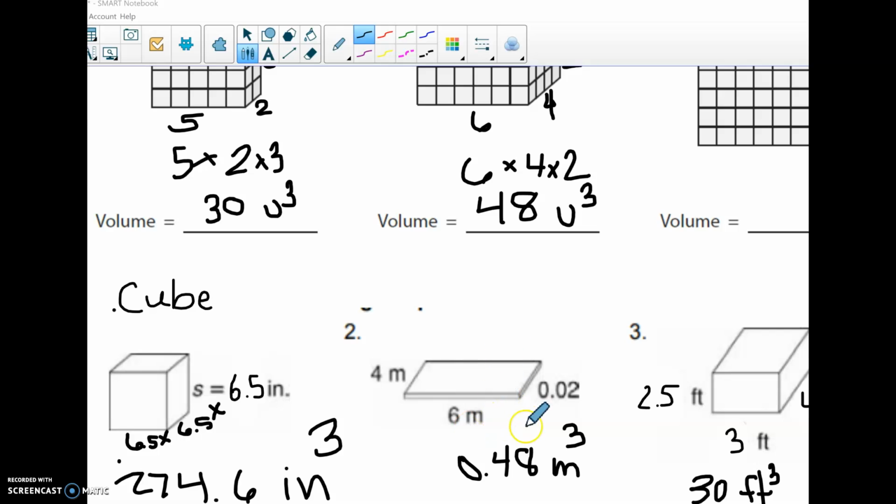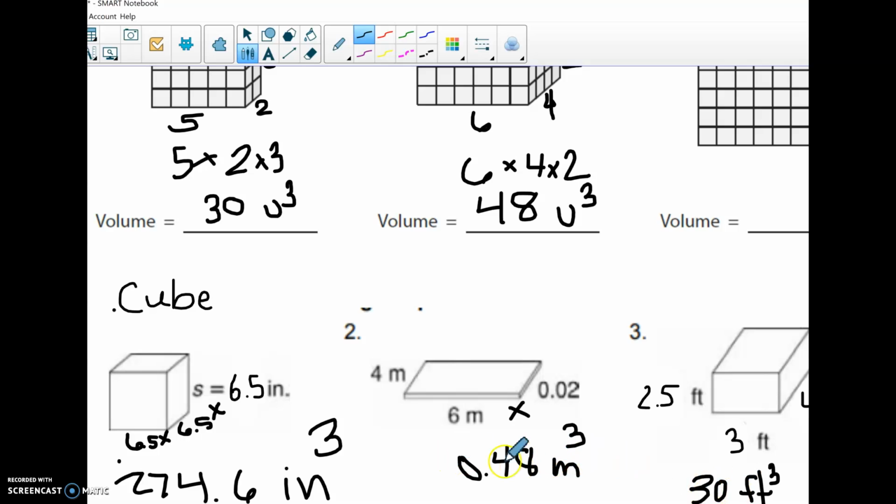All right, so I did these two. I multiplied 6 times 0.02 times 4, and I got 0.48 meters cubed. And then for this one, I did 3 times 4 times 2.5 and got 30 feet cubed. It doesn't matter what order you multiply them in, you'll get the same answer.